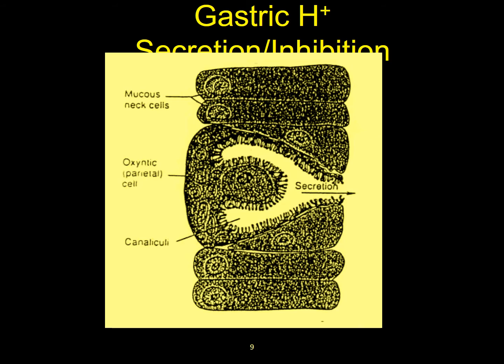This is a collection of cells. My brain is moving too fast for my mouth. Let me back up a little bit. This is the layer of the cells that's on the innermost aspect of your gut.